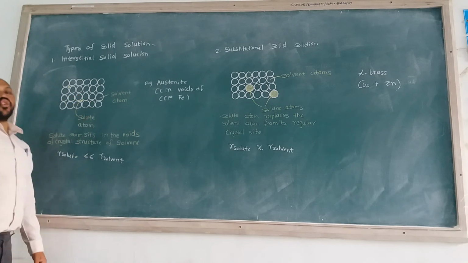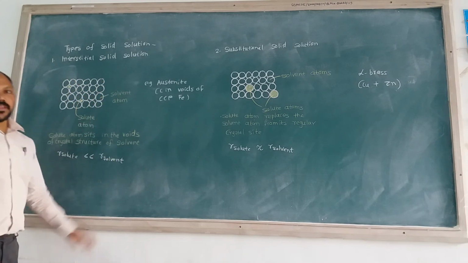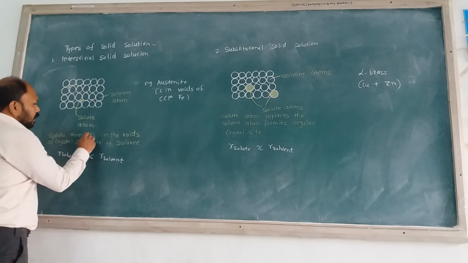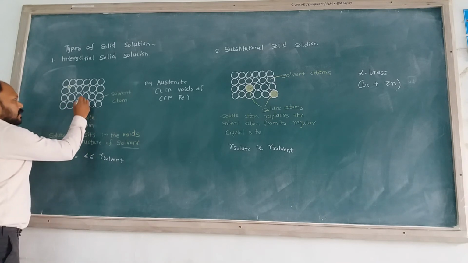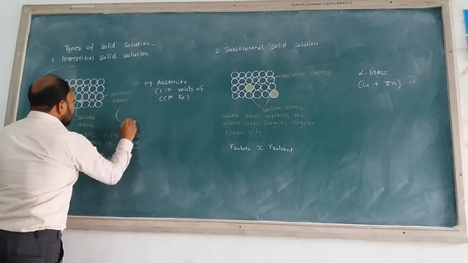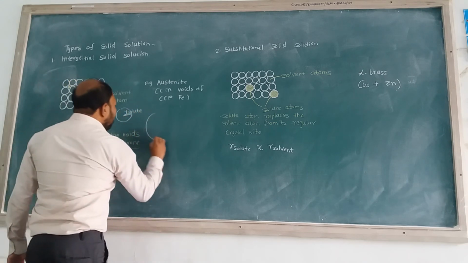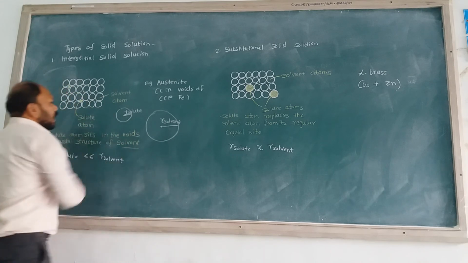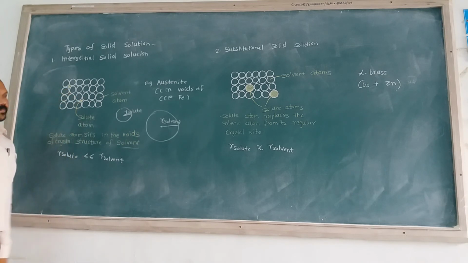These atoms are called solute atoms, and these big size circles, that is also atoms, become solvent atoms. So solute atom occupies the voids of this solvent atom. So solute atom sits in the voids of the crystal structure of solvent. If we see the size, the radius of solute is much less than the radius of solvent. From this diagram itself we know that the radius of solvent is much greater than the radius of solute. So this is about interstitial solid solution.